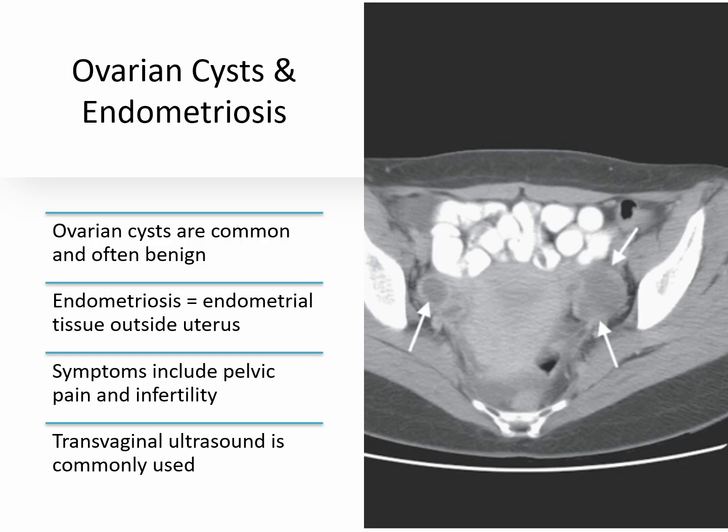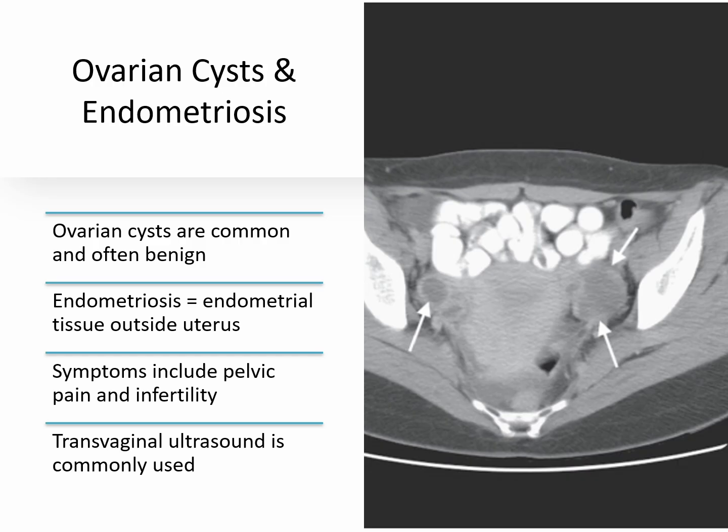Dermoid cysts or cystic teratomas are commonly benign ovarian tumors. They can contain hair, teeth, and fat. Imaging involves ultrasound, CT, or MRI. Ultrasound is the first imaging for ovarian pathology.